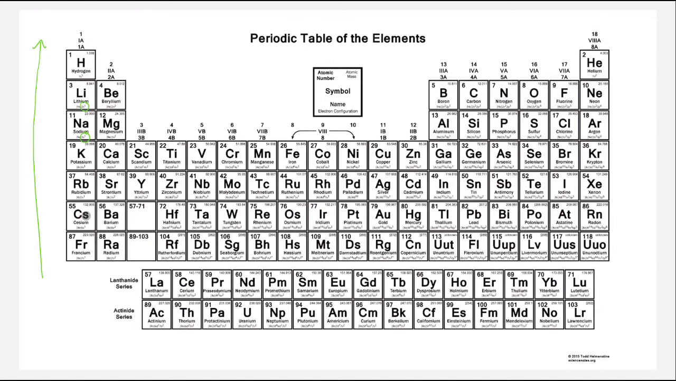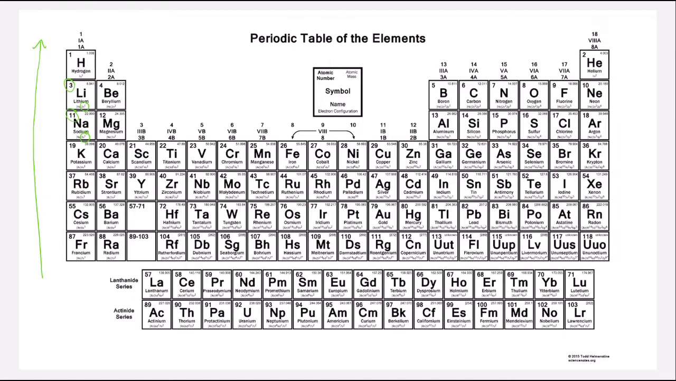Next is because of shielding. Electrons that are further away from the nucleus have more shielding, therefore lower ionization energy. If we see here, sodium has 10 electrons in its inner core and 1 valence electron. Lithium, on the other hand, has 2 inner core electrons and the same 1 valence electron. This means that lithium has fewer inner core electrons to shield its valence electron from the nucleus.